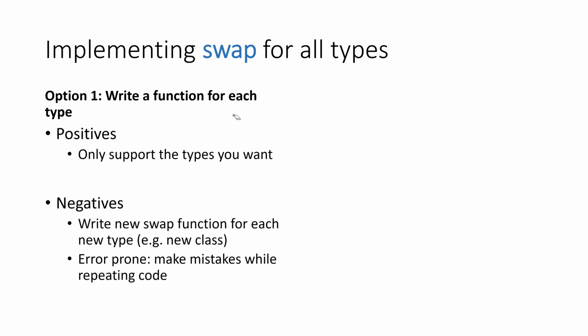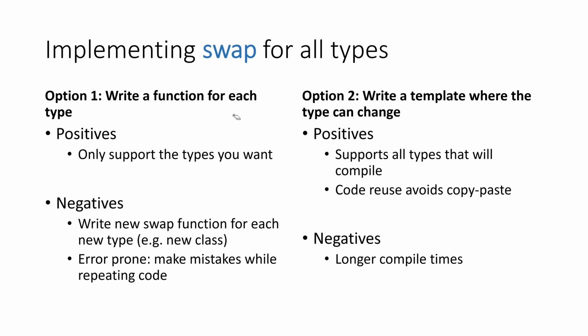Okay, so this is what you know how to do right now. Write a function for every type, and I just told you the downsides. It's repetitive. If I find bugs, I got to fix them in many places. So the new option I'm going to show you today is to write a template where the type can change. So the positive of this is that I'm going to write code that's a little more generic. It's called a template, and it'll support all types that compile. Basically, as long as the code I write makes sense for a type, it'll compile.